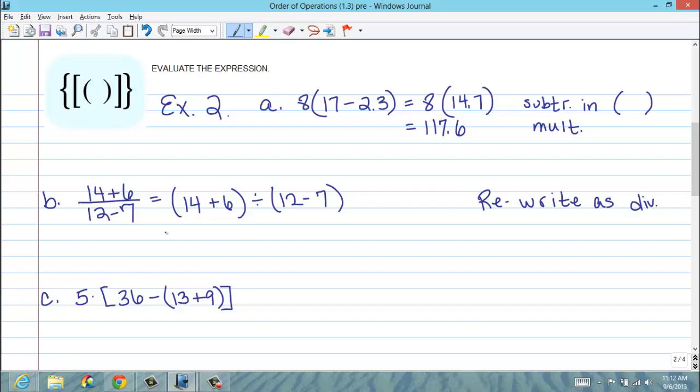Okay, then we can simplify them. 14 plus 6 is 20, and 12 minus 7 is 5. What did I do? I evaluated within the parentheses. Then we simplify. 20 divided by 5 is 4. How did I get that answer? I divided.